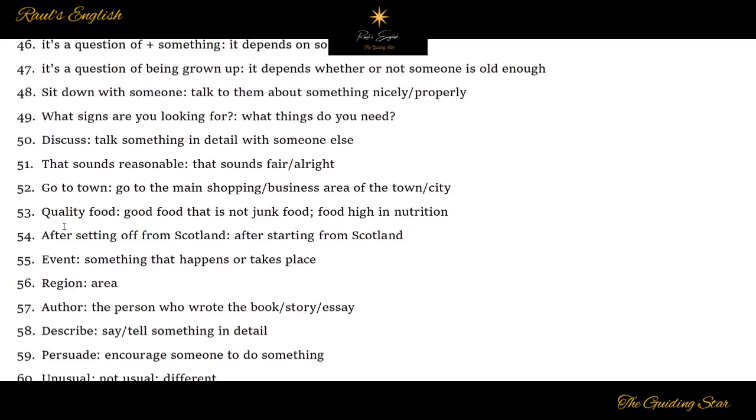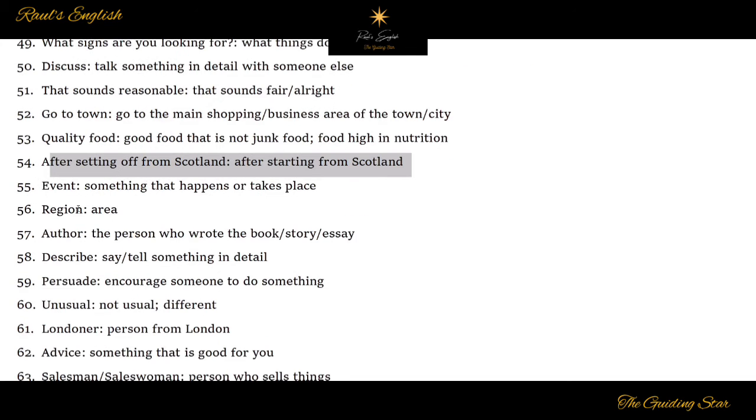That means going to town, going into town, or going to town. Both are equally correct. For 53, quality food. Good food that is not junk food or good food and high nutrition or high nutritional value. That is quality food, quality items. 54, after setting off from Scotland. After starting from Scotland.